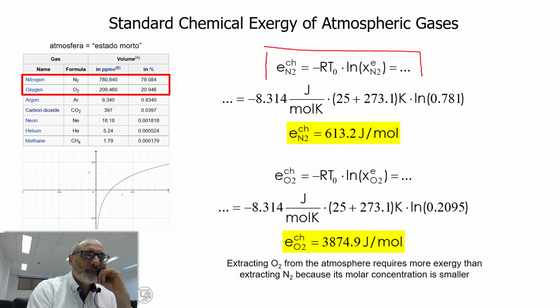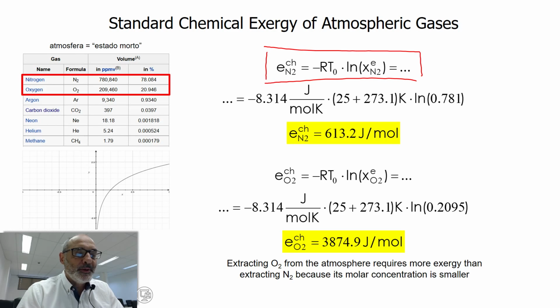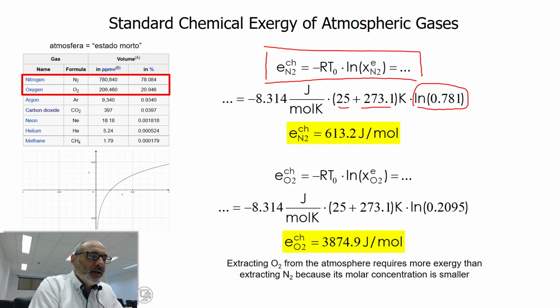I'm using this fact here, and when we replace the proper numbers: minus 8.314, which is the gas constant; T0 is 25 plus 273.15 to switch to Kelvin; and Ln of 0.781, its molar concentration. When we do the calculations, we get this final result: 613.2 joules per mole.